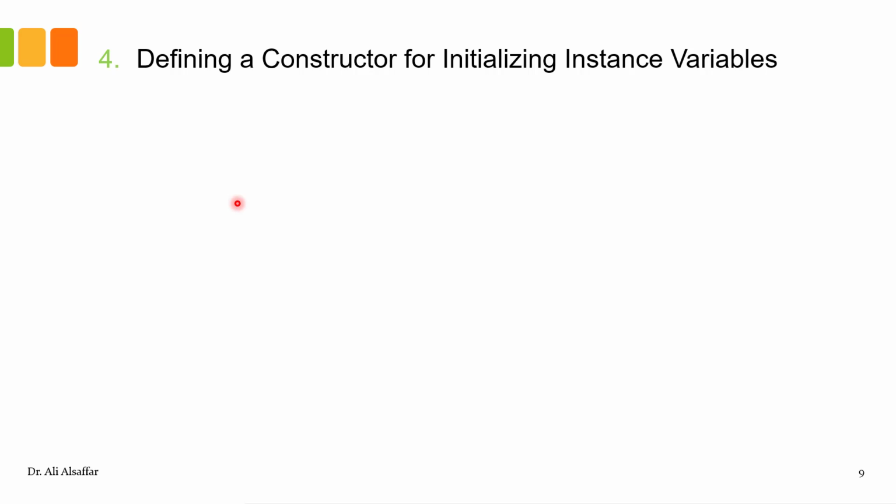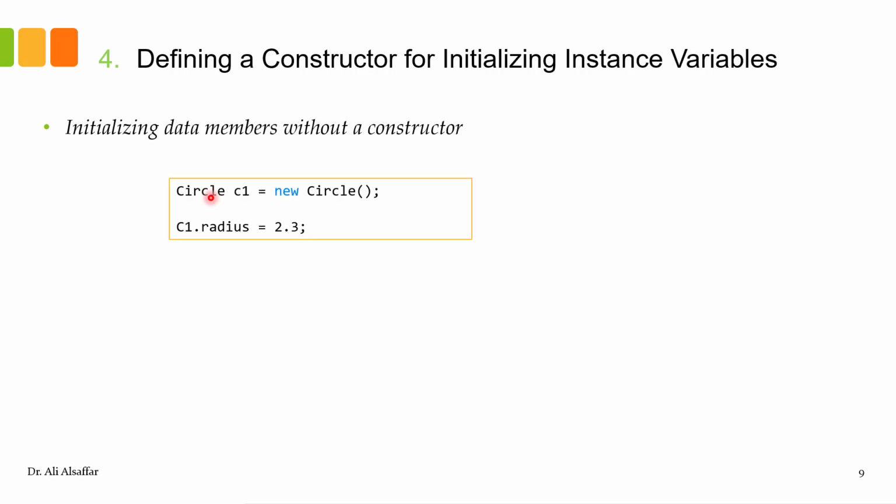So here I'm going to show you two ways to initialize instance variables or data members, one without using constructors, the other one by using a constructor. If we don't want to use constructors, then you have to initialize the instance variables manually. First, you have to create the object.